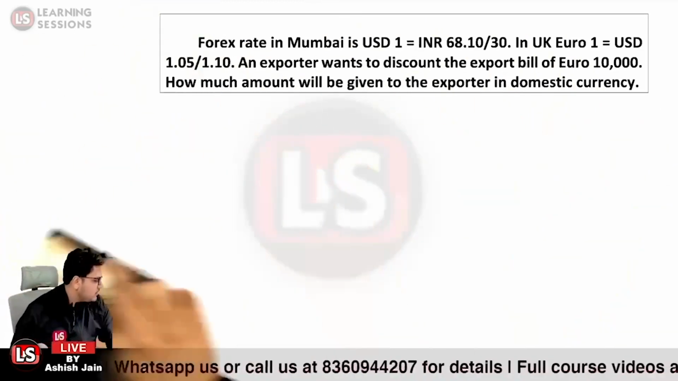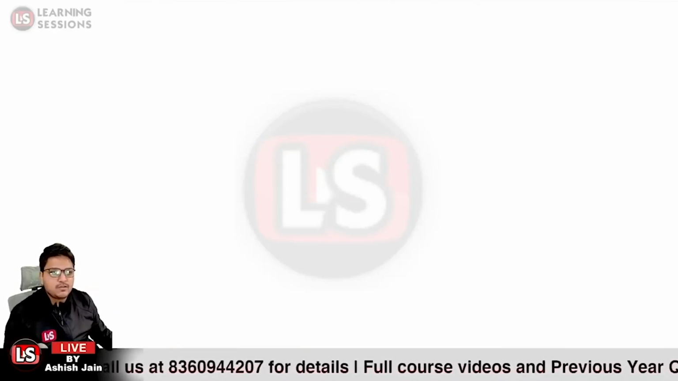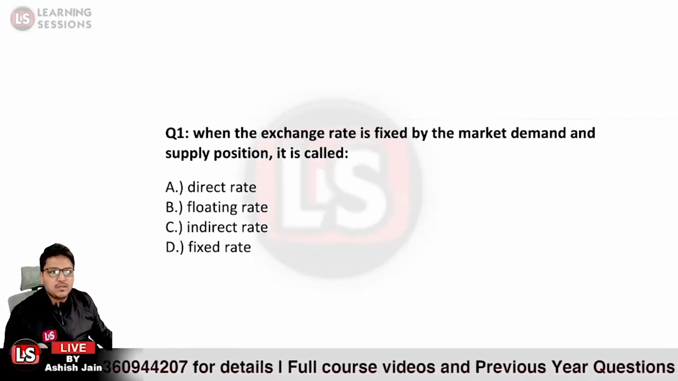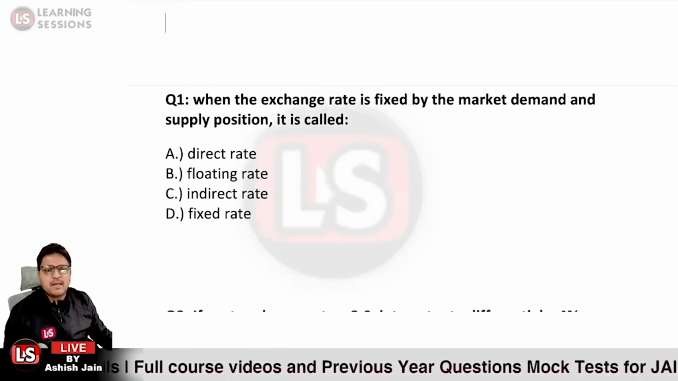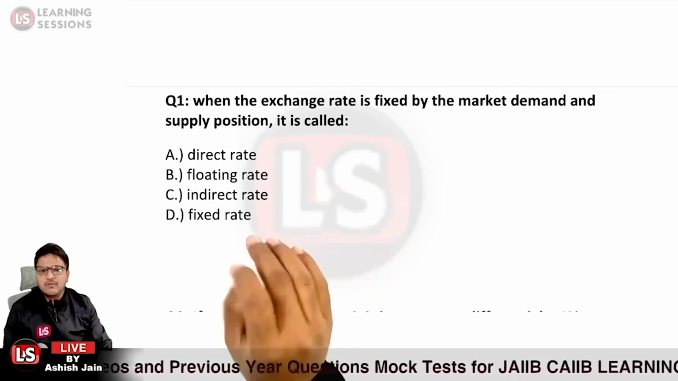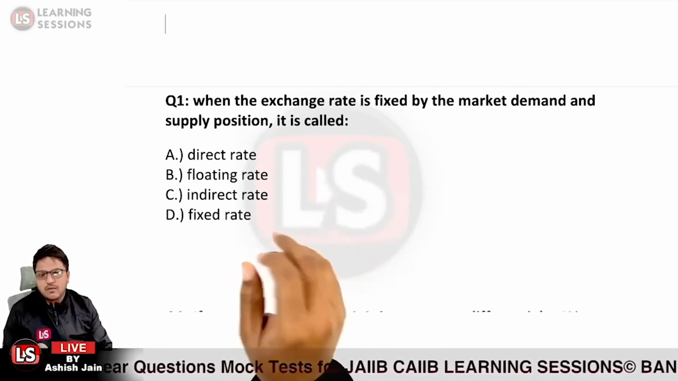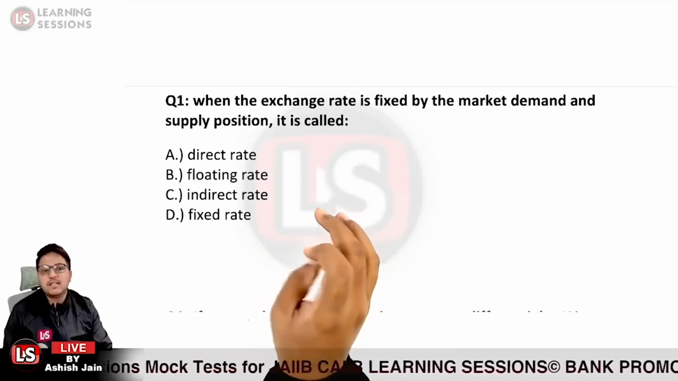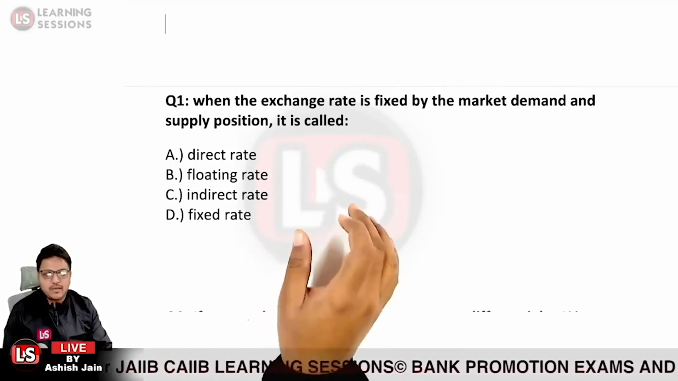Is that particular part clear over here? Okay. Now let's move further to the next question. So it says, when the exchange rate is fixed by the market demand and supply position, it is called direct rate, floating rate, indirect rate, or fixed rate. When the exchange rate is fixed by the market demand and supply position, it is called what rate?